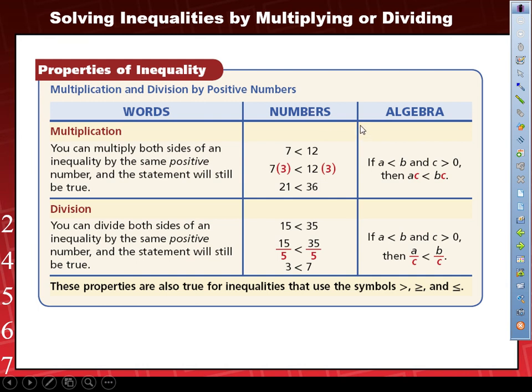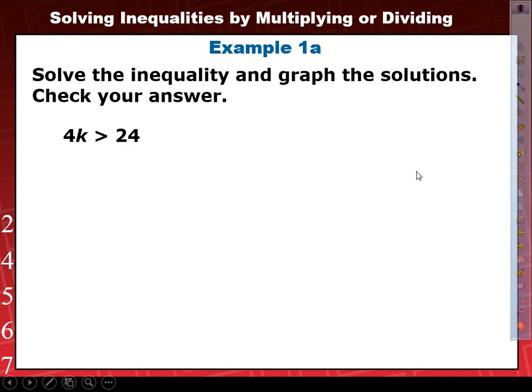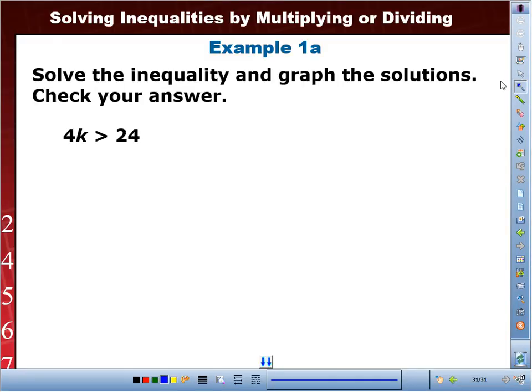So copy this down. Example number 1A. It says, solve the inequality and graph the solutions. Check your answer. 4k greater than 24. Copy that, please. Example 1A. 4k greater than 24.